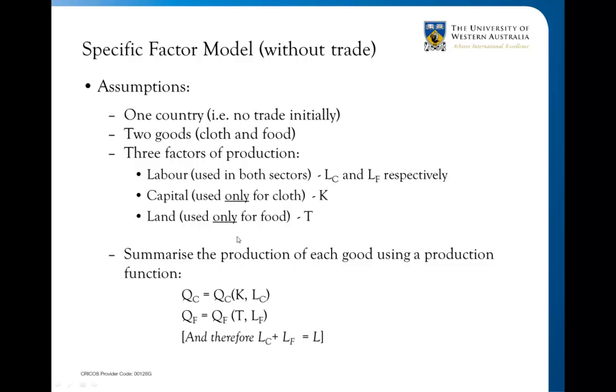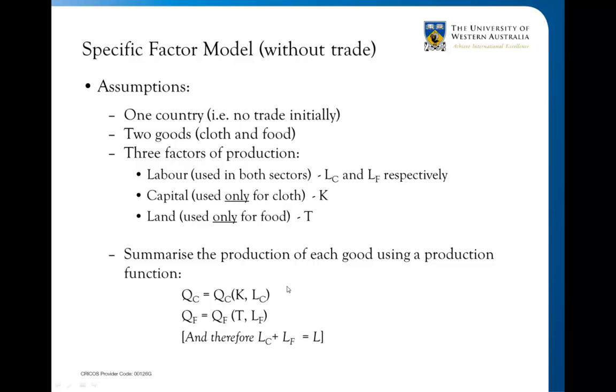Now this is the important bit, which distinguishes it from the Ricardian model. We've still got labour, and the labour is used in both sectors, in other words, in the production of both cloth and food. So we have subscripts: labour used for cloth and labour used for food. Then, and hence the name specific factor model, there are other factors of production that are specific to the production of each good. We're assuming that we've got capital, which is only used in the production of cloth, and land, which is only used in the production of food. They're denoted K and T respectively.